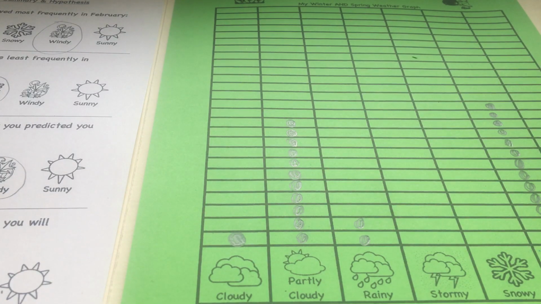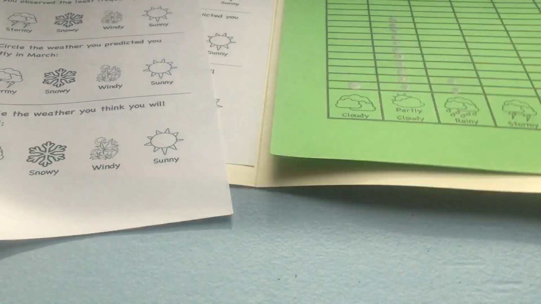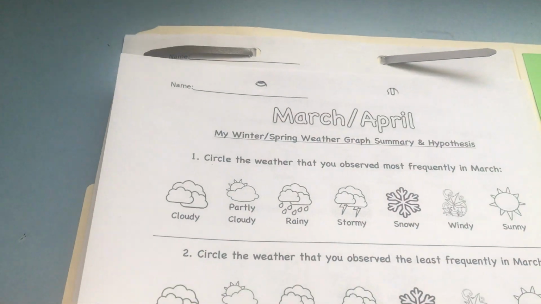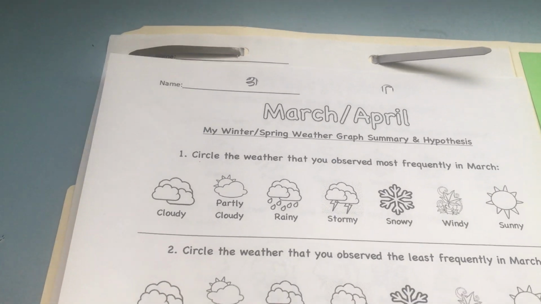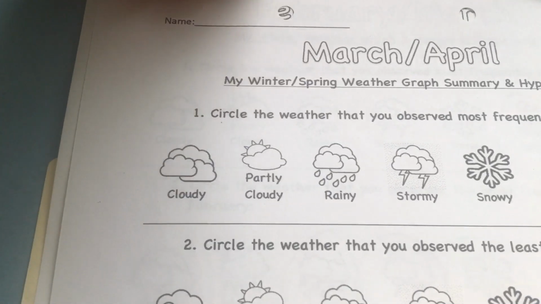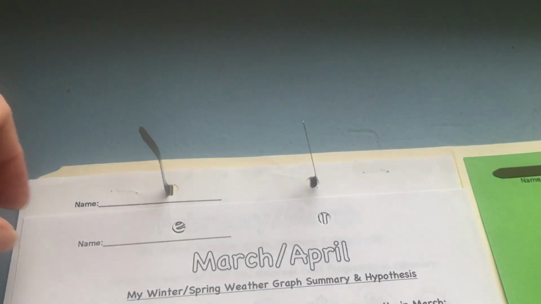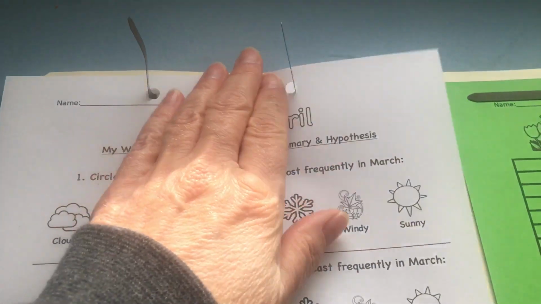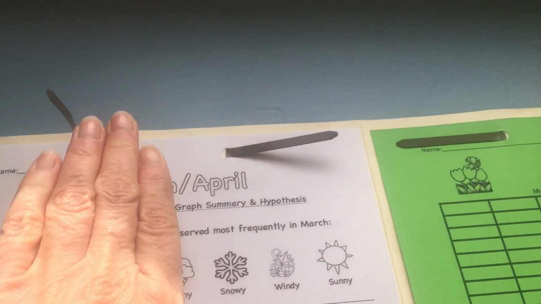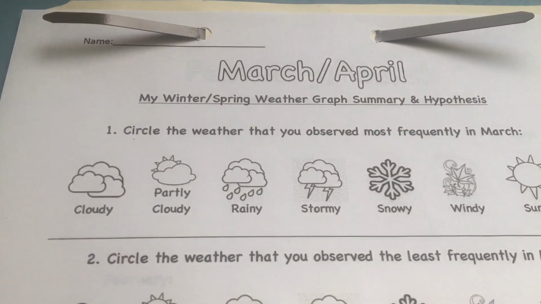So this is where, though, you're going to put in now your March, April weather graph, summary, and hypothesis. So what that's going to look like, you have to lift those little prongs at the top right there, and you're going to feed this on, and then push back those prongs to where they were, okay? And then you're going to answer these questions.